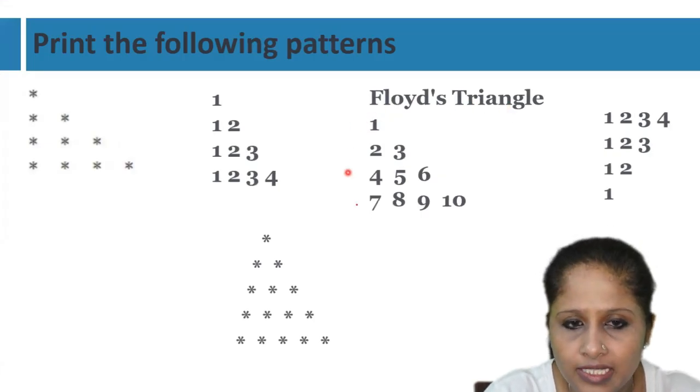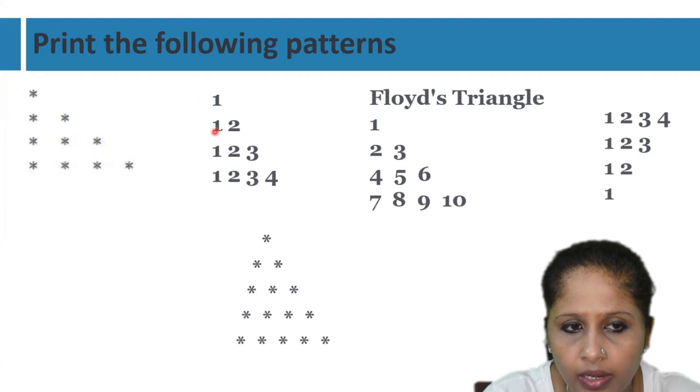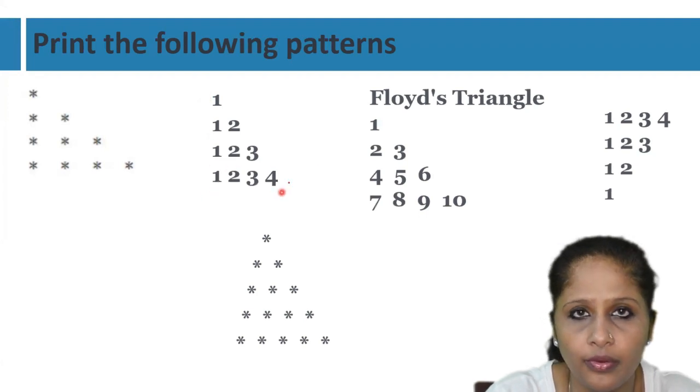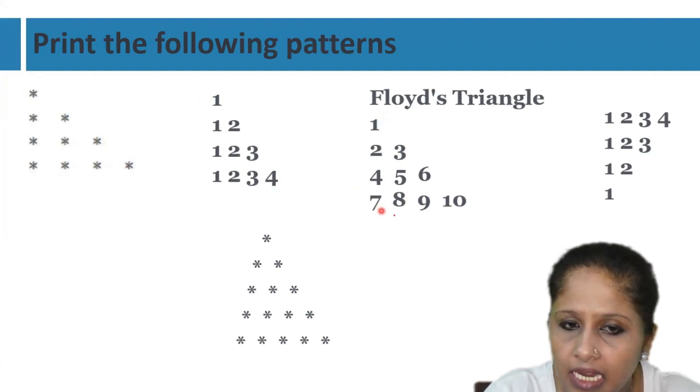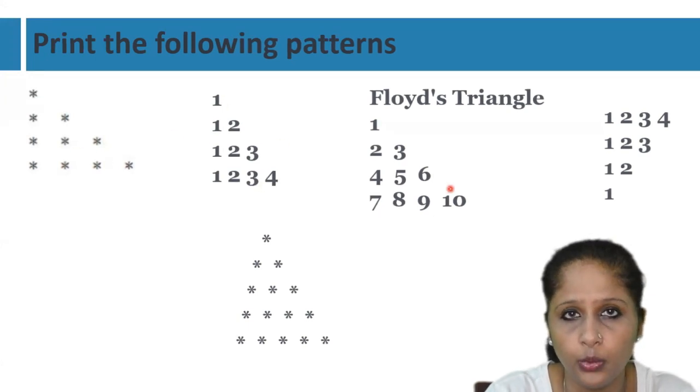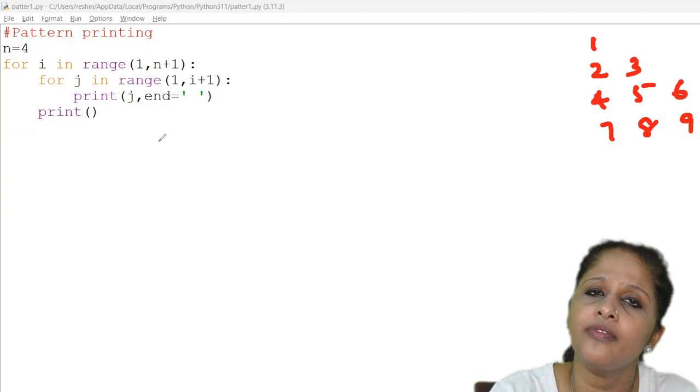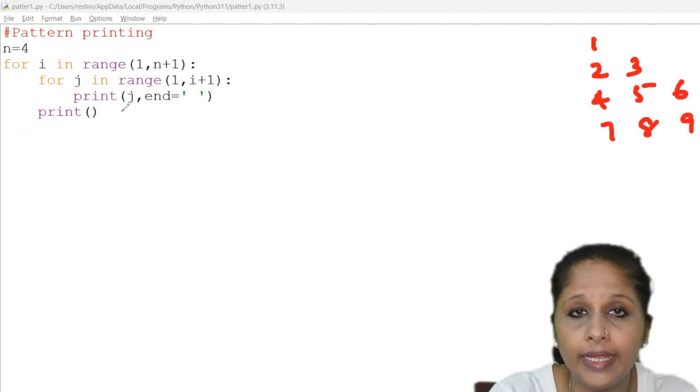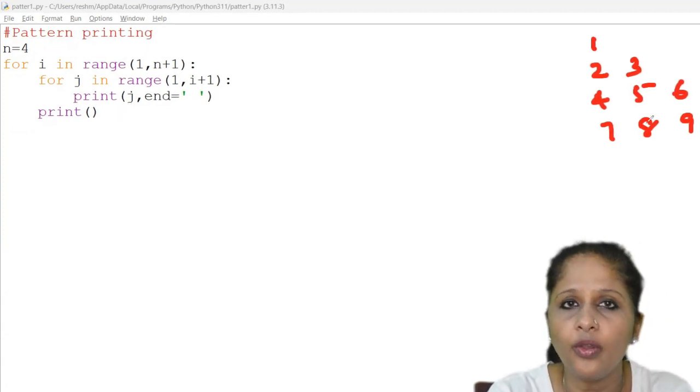So in Floyd's triangle, it is 1, 2, 3, 4, 5, 6, 7, 8, 9, 10. See, in the previous pattern, it was 1, 1 2, 1 2 3, 1 2 3 4, right? So here it is continuous numbers but the same pattern. So how can we do this? In this program, if you make a small change, you will get the pattern like this. So how can we do that?